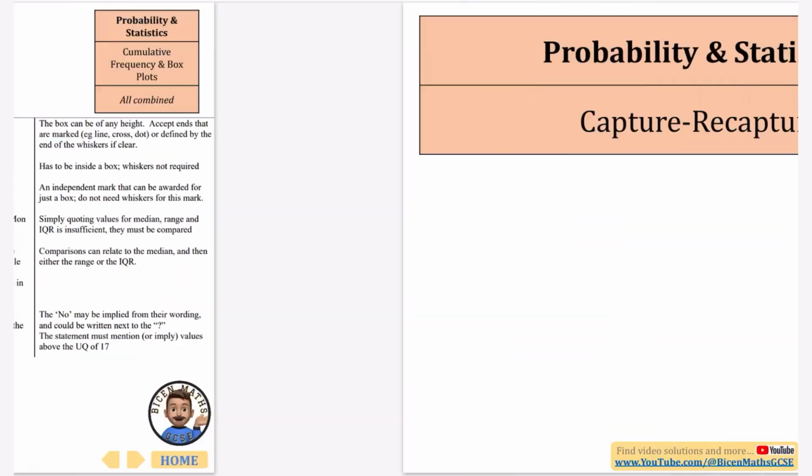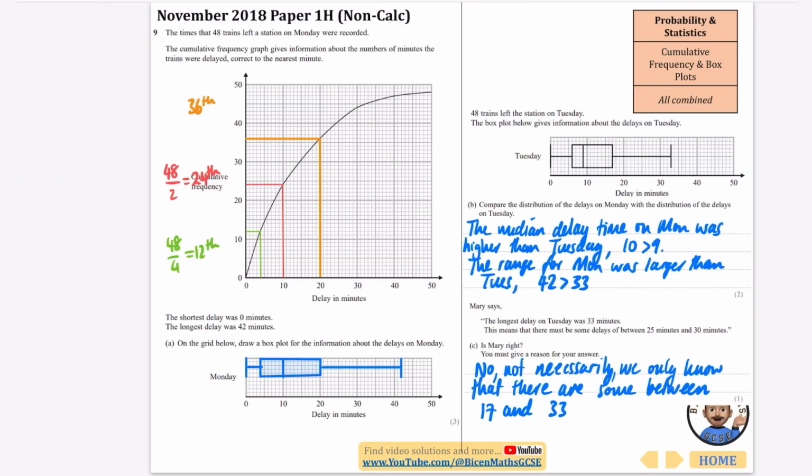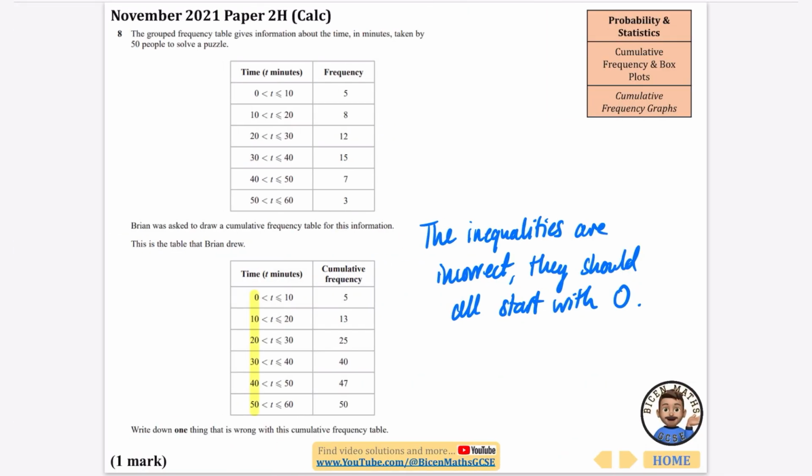So that is everything on cumulative frequency and box plots. We're getting very near the end of this playlist, of this series of videos.